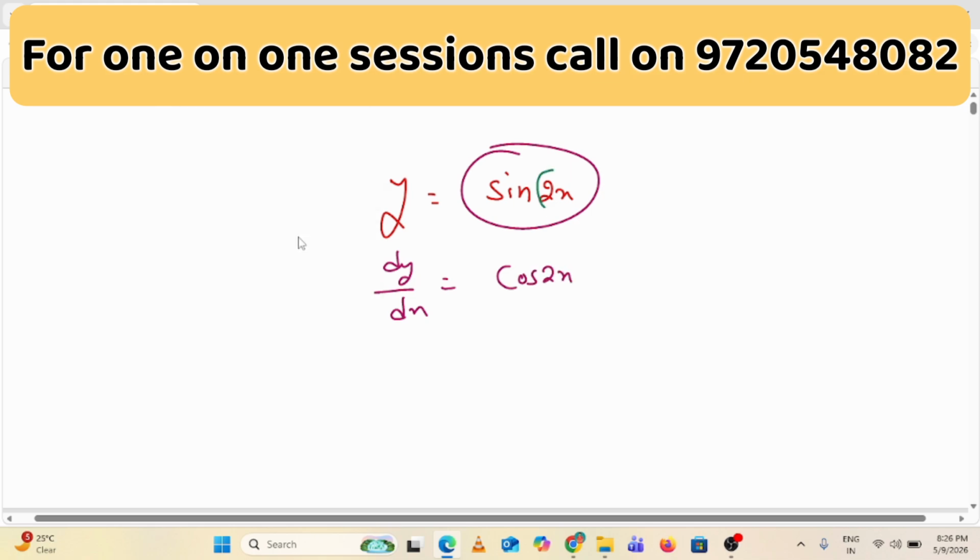Here you have 2x instead of x. So what you will do here? Differentiation of sine 2x will be cos 2x, but you have to differentiate this 2x again. So what you will do? Into d by dx of 2x. So finally you will get what? Cos 2x as it is, and differentiation of this 2x with respect to x will be what? 2 only. So you're getting 2 cos 2x, right?